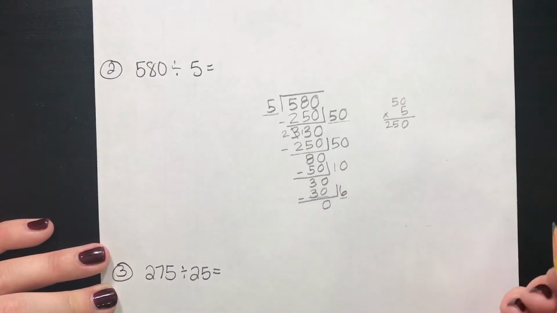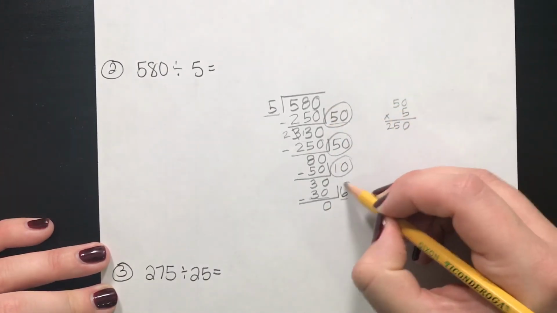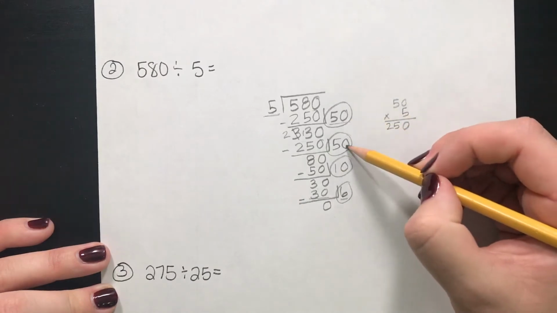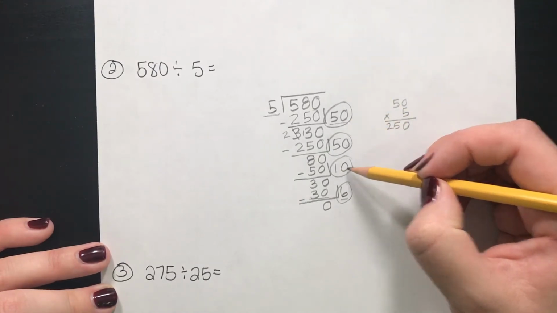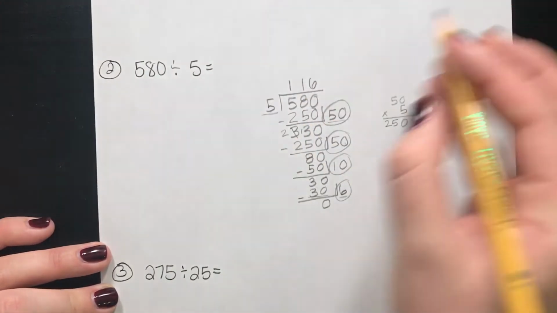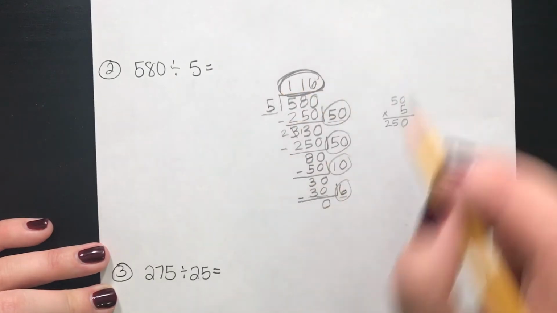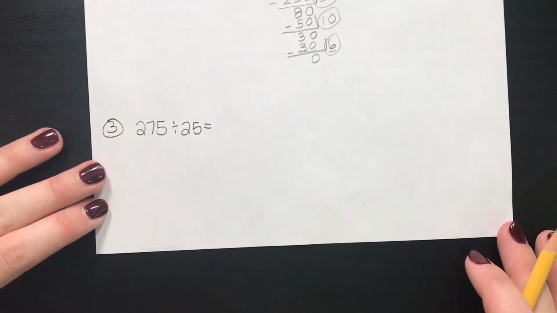Subtract, and I don't have a remainder, so now I need to circle all my side numbers. 50 plus 50 is 100. 100 plus 10 is 110, and then plus 6 is 116. So that is my answer, 116. All right, and then we can look at the bottom one.